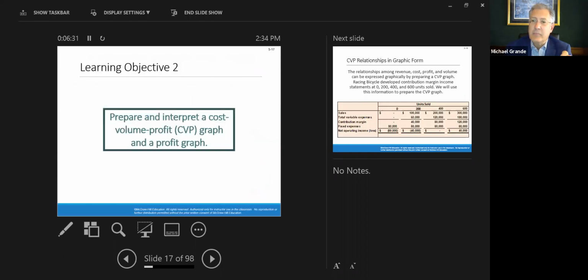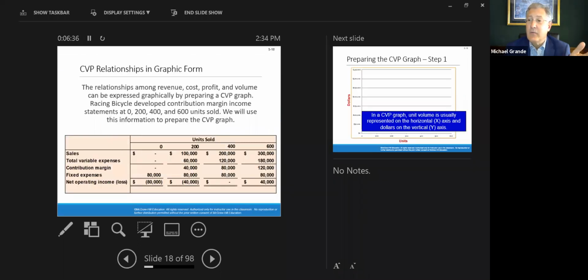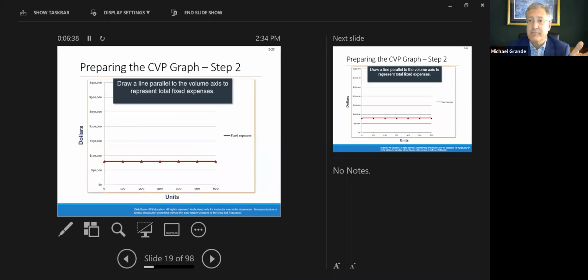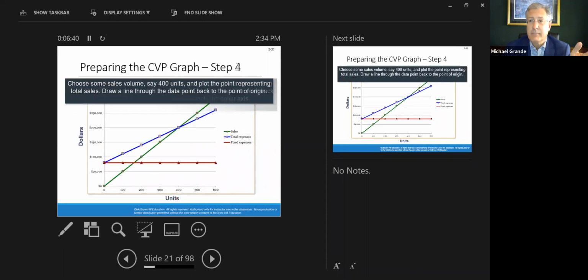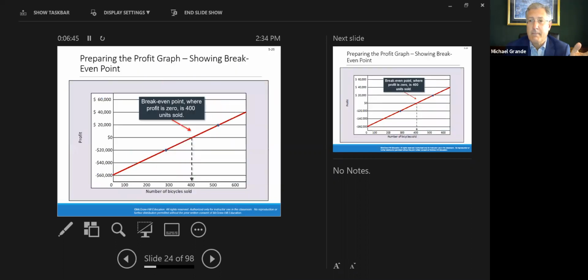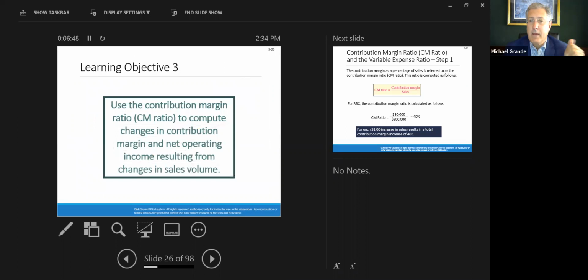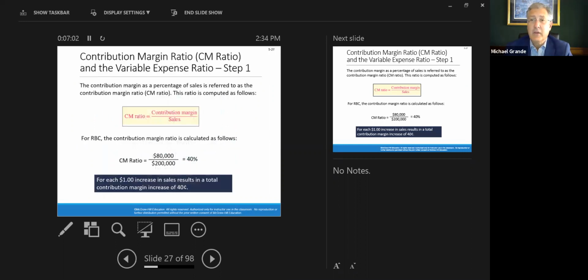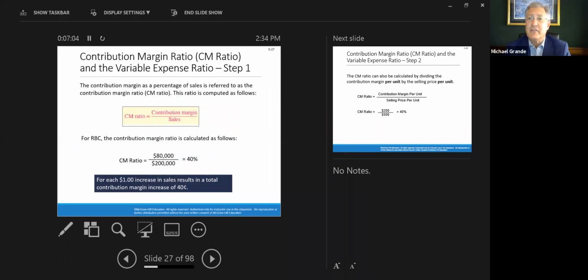Prepare and interpret the cost, volume, profit graph. In the profit graph, again, I don't want to use the graph method. I want to use the contribution margin ratio. So use the contribution margin ratio to compute changes in contribution margin and net income resulting from changes in sales volume. So the contribution margin ratio and the variable expense ratio.